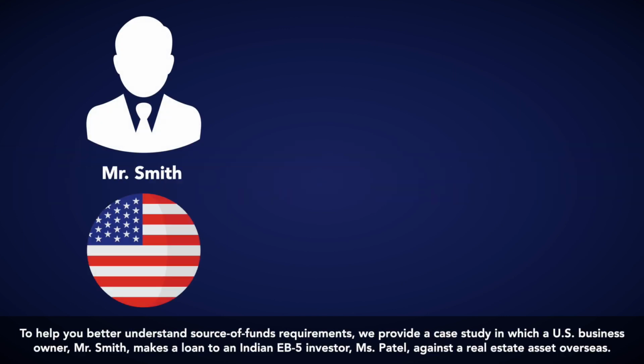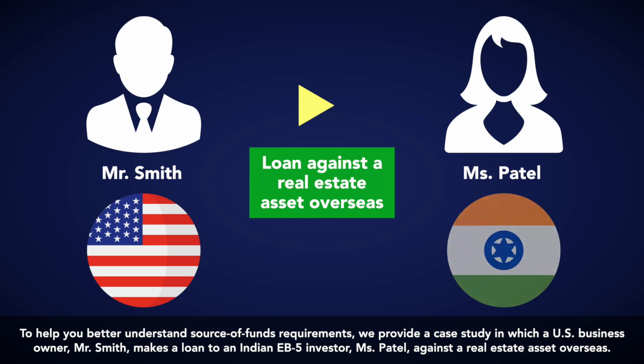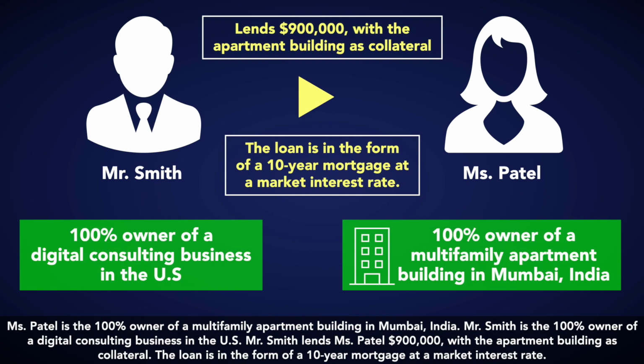To help you better understand source of funds requirements, we provide a case study in which a U.S. business owner, Mr. Smith, makes a loan to an Indian EB-5 investor, Ms. Patel, against a real estate asset overseas. Ms. Patel is a 100% owner of a multi-family apartment building in Mumbai, India. Mr. Smith is the 100% owner of a digital consulting business in the U.S. Mr. Smith lends Ms. Patel $900,000 with the apartment building as collateral. The loan is in the form of a 10-year mortgage at a market interest rate.